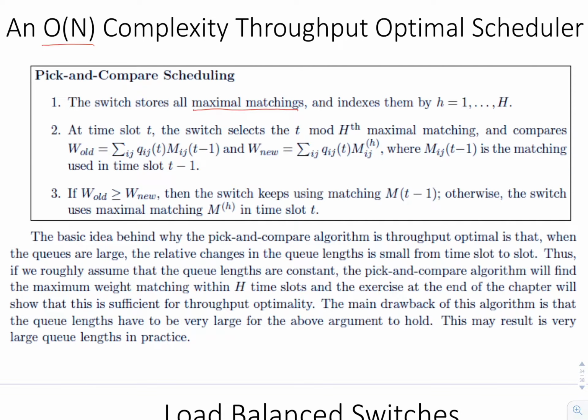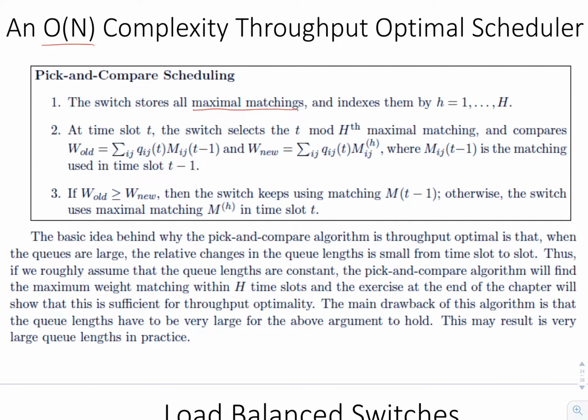Right. So the next architecture that we'll discuss is a load balanced switch architecture. This is even a simpler, even a lower complexity architecture, which also provides optimal throughput. It's a two-stage mechanism. In the first stage, we have this virtual switch, which evenly distributes the load to each virtual output queue. So these are the actual VOQs.